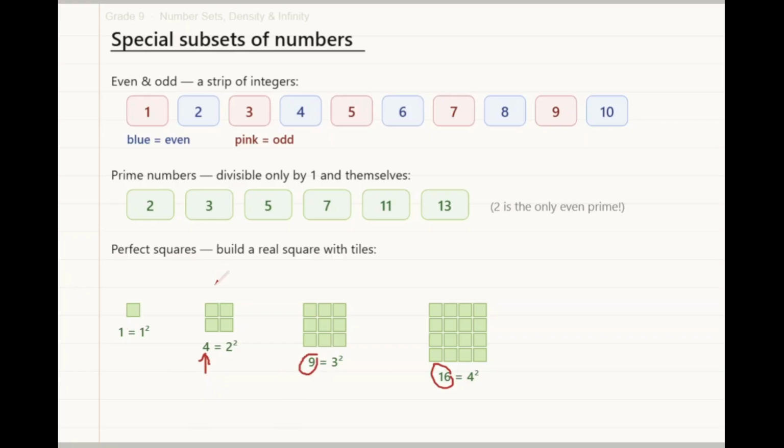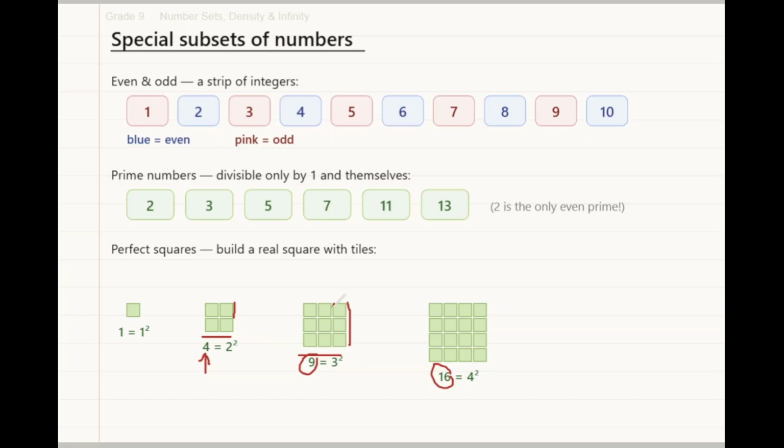Now, what does perfect square mean? If you look at the pictures here, when you place, for example, 4 tiles, they perfectly fit in a square. And that's why it is called a perfect square. Here, if you place 9 tiles, they fit perfectly in this square. So it's called a perfect square. The square of a whole number is always a perfect square.